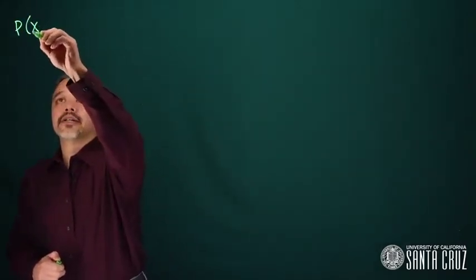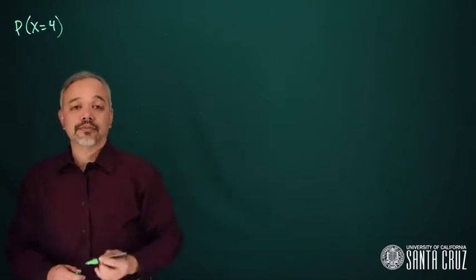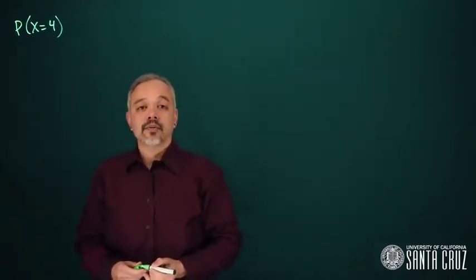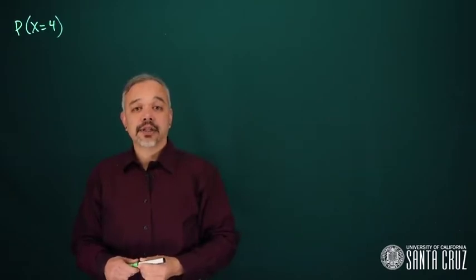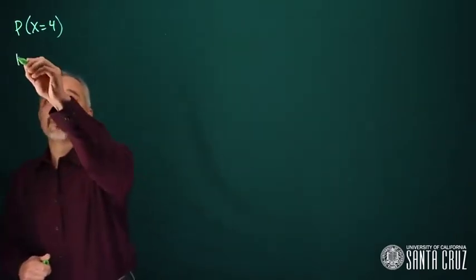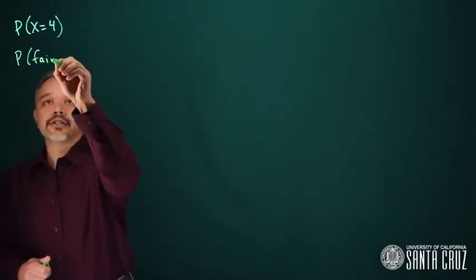Suppose we're rolling a fair six-sided die, and we want to ask, what's the probability that the die shows a 4? We could ask other questions. For example, is this a fair die? Does it make sense to ask, what is the probability that the die is fair?